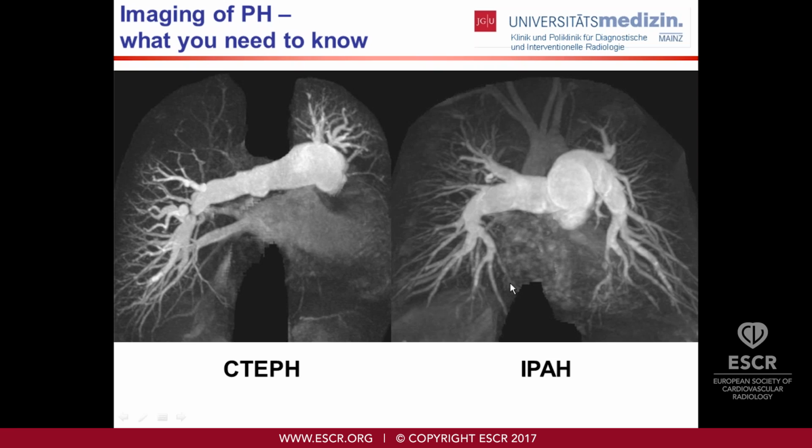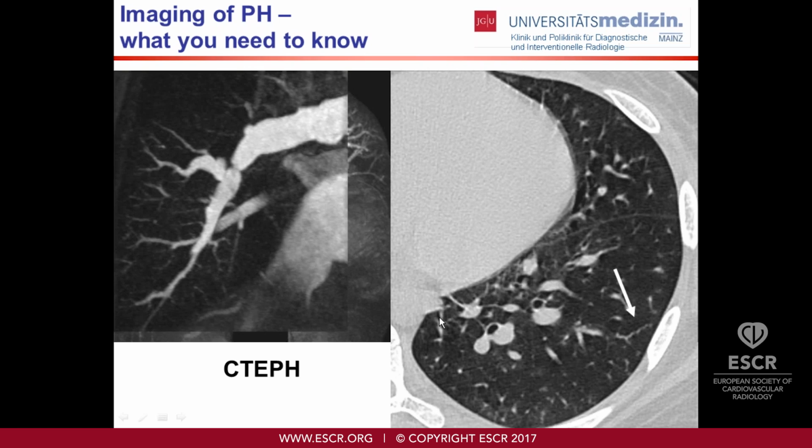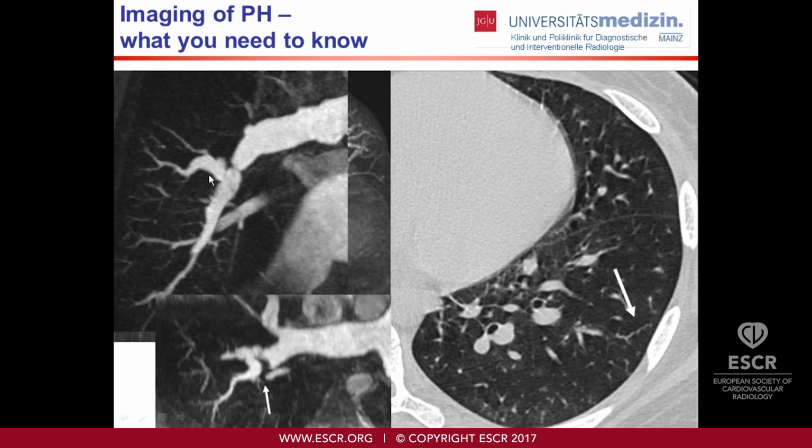You see the occlusion of the left lower lobe. You see the webs and bands that have to be worked out in multiplanar reformats, and this is the classical appearance of a young patient with an idiopathic pulmonary arterial hypertension, where you have the centrally enlarged arteries and this pronounced reduction of the caliber of the peripheral pulmonary arteries.